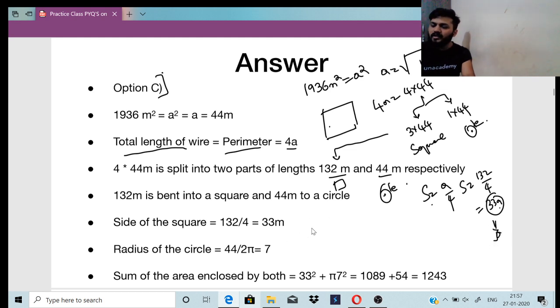Now coming to the circle, okay, circle, we know the circumference is given by 2 pi r, okay, circumference is given by 2 pi r.